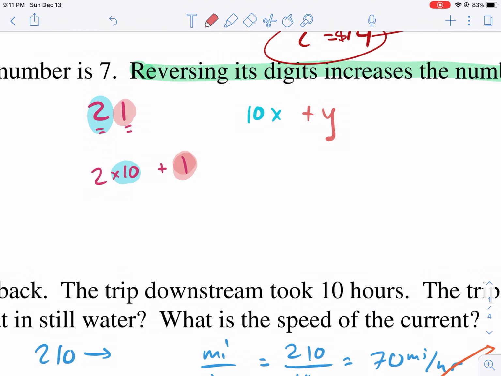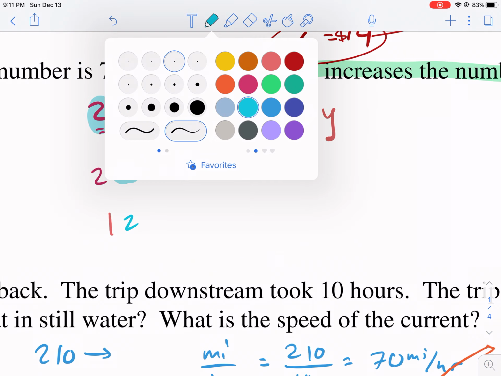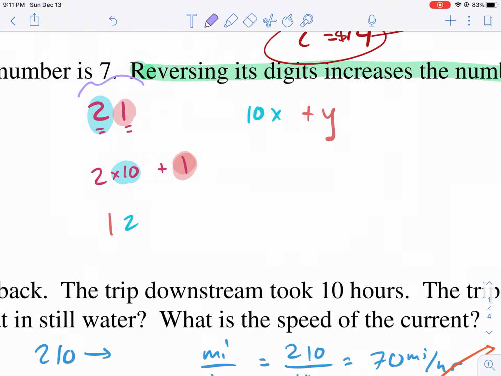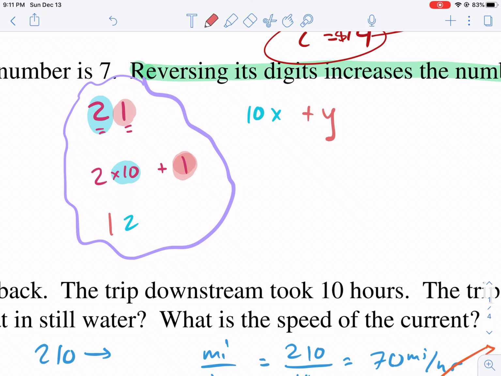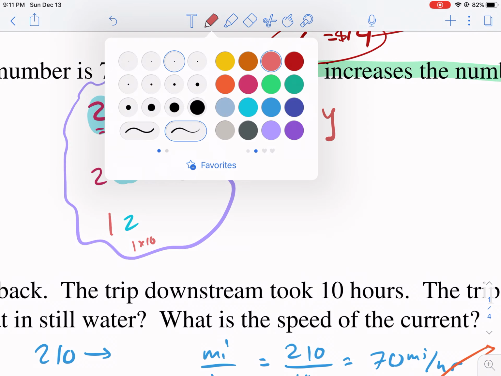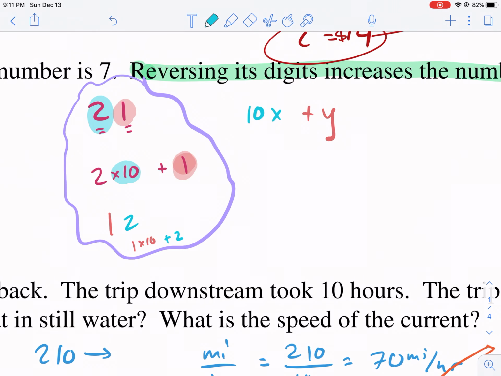Now, after we reverse it, we move the 1 to where the 2 is, and the 2 to where the 1 is. This is an example, okay? Don't think that I'm solving the problem here. This is an example to highlight how to figure this out. How does it change? Well, we have 1 times 10 plus 2, and that equals 12.